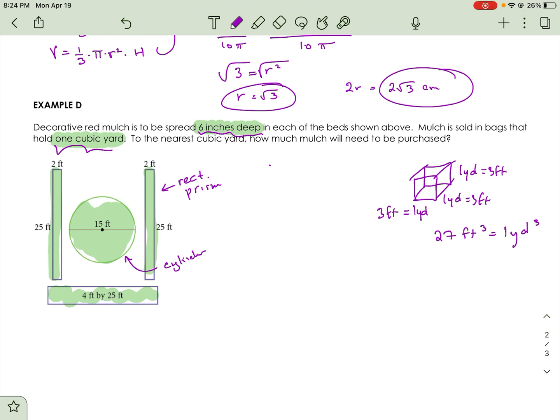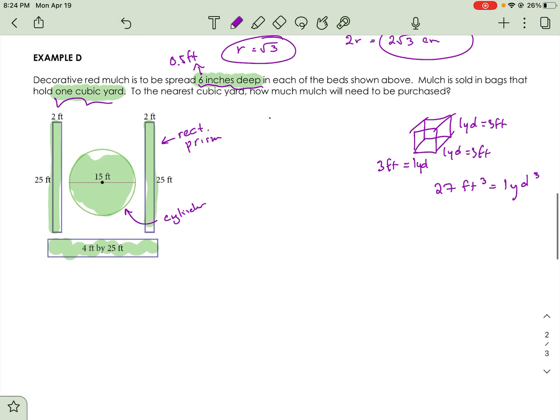So we have the bags of mulch in feet, and then we have the flower beds in feet. Now we need to write 6 inches as feet, so that'd be 0.5 feet. So now that everything is in the same unit, we are good to go. We need to find the volume of the two long rectangular flower beds, so here and here. So you have 2 feet times 25 feet times 0.5 feet. That gives us 50 times 0.5, which is 25 cubic feet.